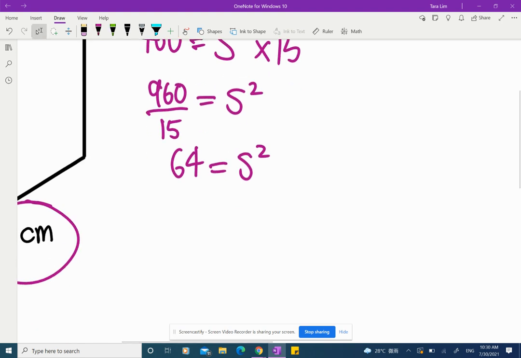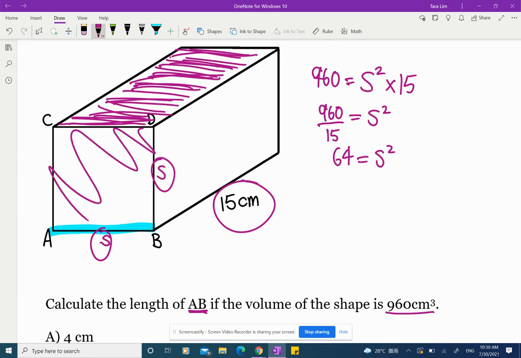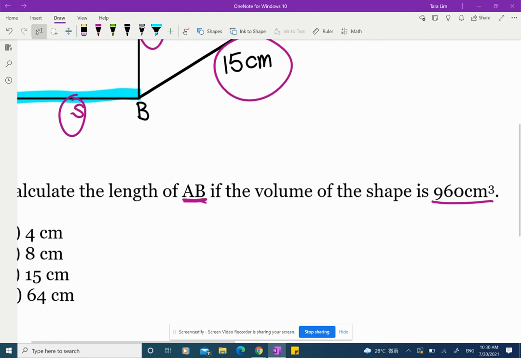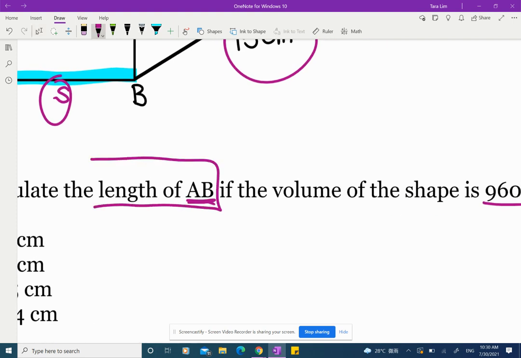Now, are we done yet? We have calculated the area, but what is the question asking? It is asking for the length of AB, not the area.